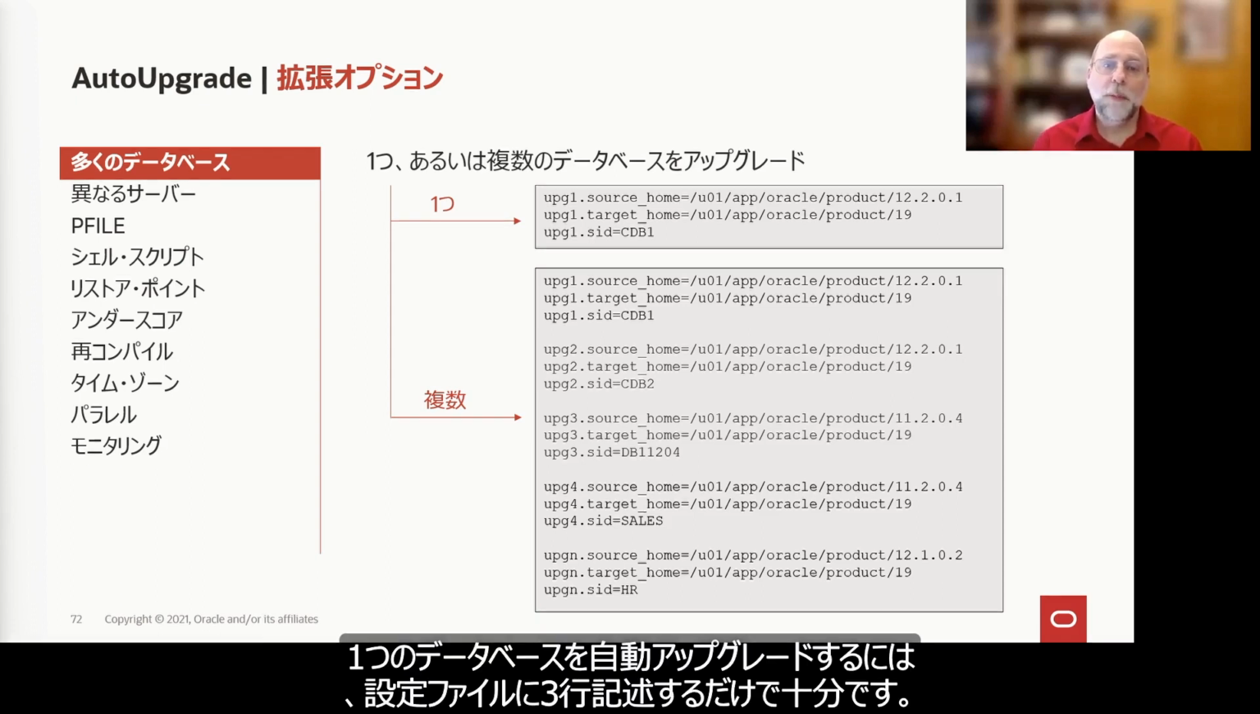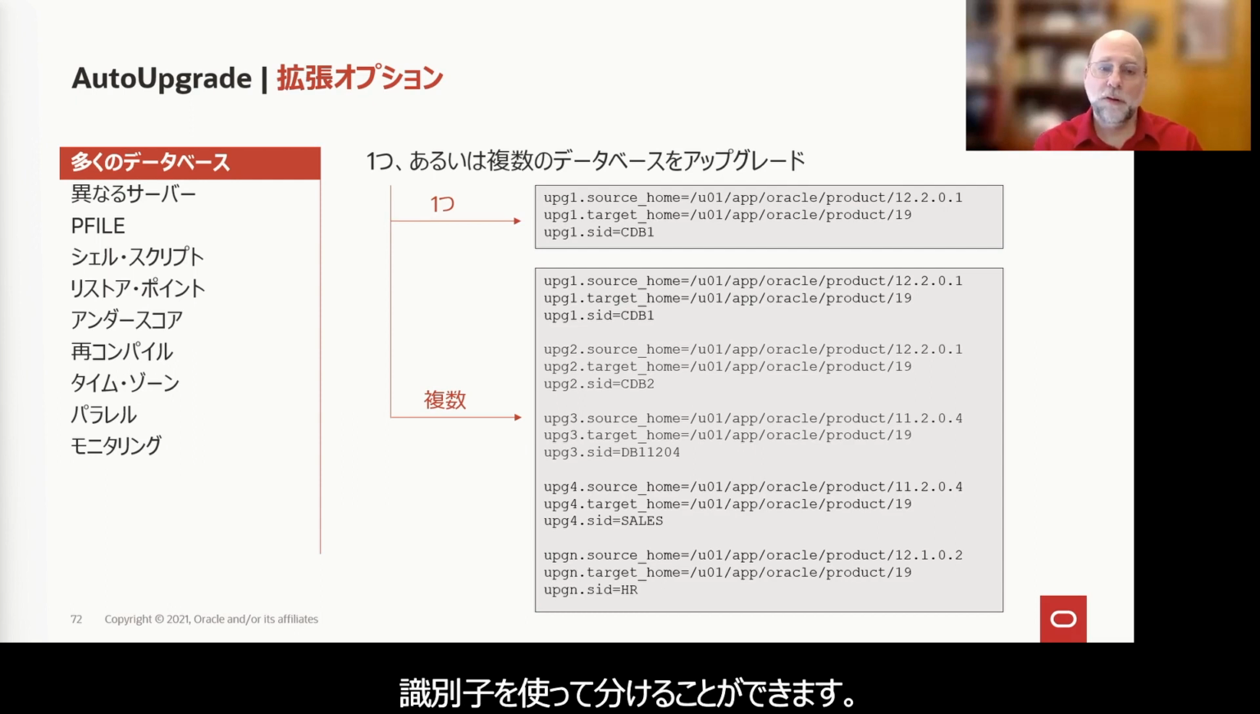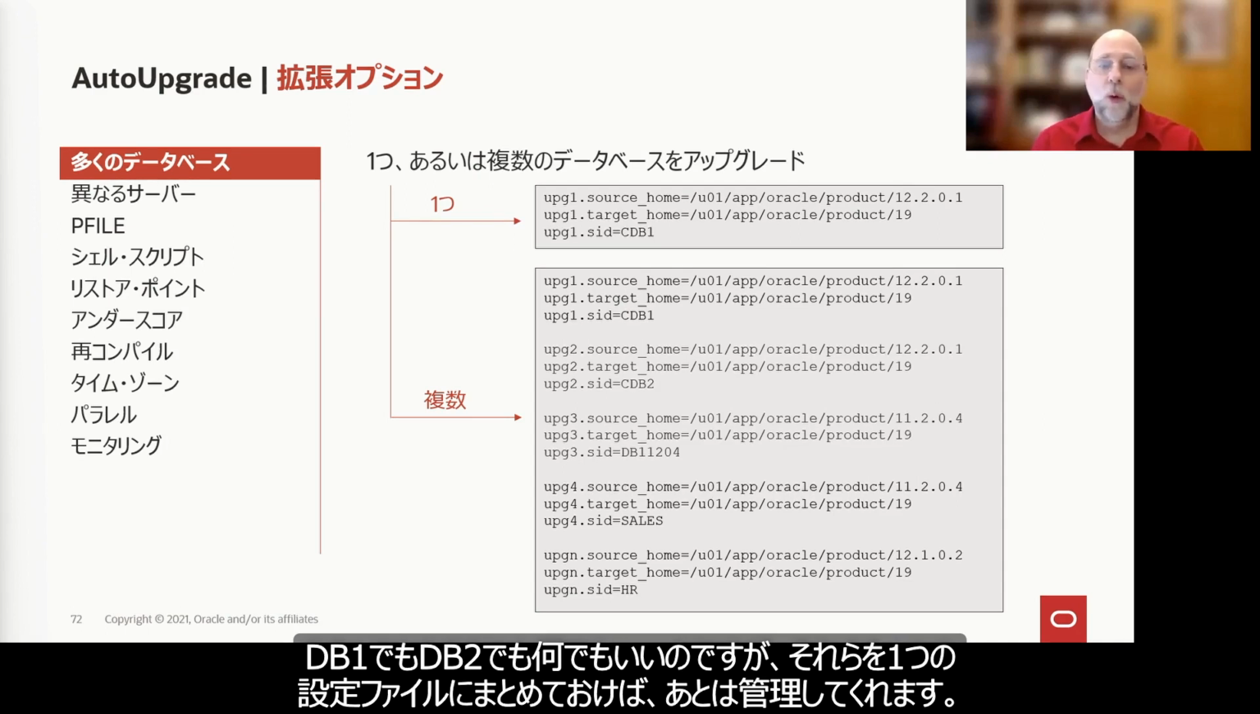So while it can be as simple as 3 lines in a config file for AutoUpgrade of one database, it's also pretty simple to have just 3 lines for each database that you want to upgrade on a server or cluster. You can separate them using those identifiers. Those identifiers like UPG1 can be anything you want. It could be DB1 or DB2, whatever that is. Put them all in one config file and we'll manage the rest.